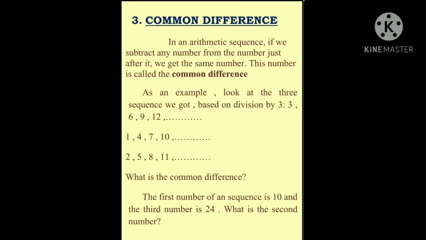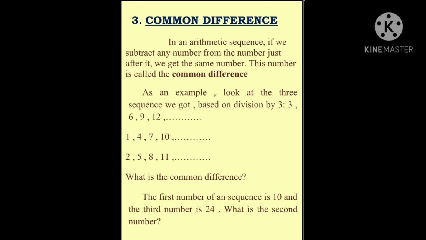Repeating once more, in an arithmetic sequence, if we subtract any number from the number just after it, we get the same number. This number is called the common difference. As an example, look at the 3 sequences we got based on division by 3. The first one is 6, 9, 12 and so on. The second one is 1, 4, 7, 10 and so on. And the last one is 2, 5, 8, 11 and so on. The common difference of these 3 sequences is 3.